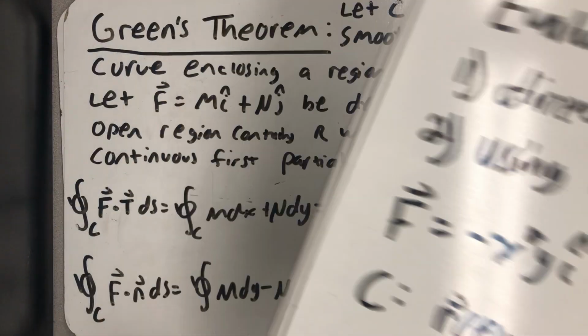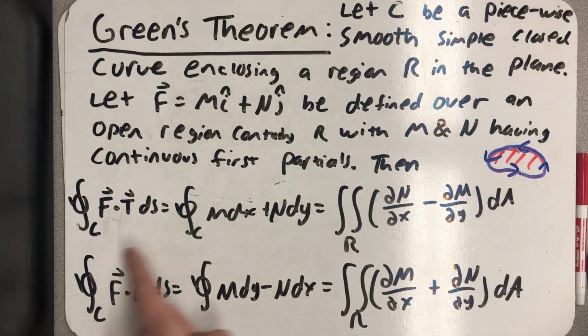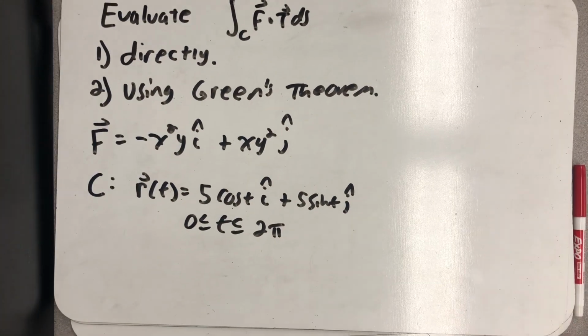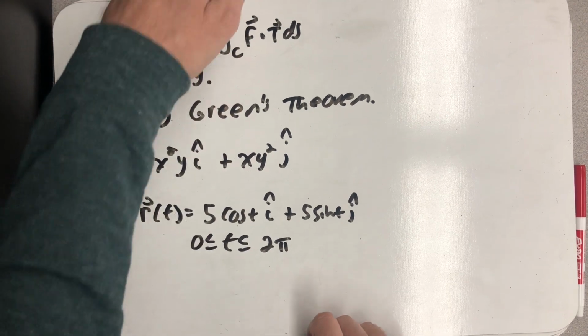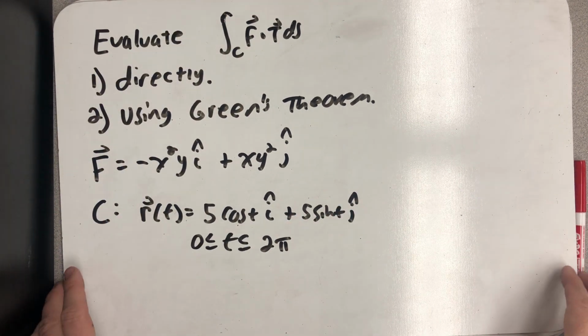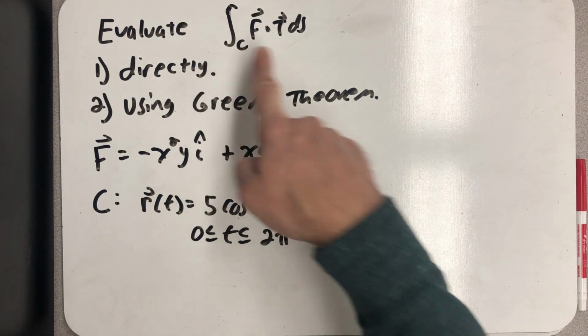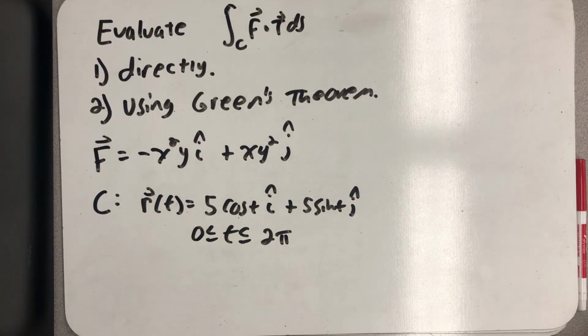Okay, so we're going to use Green's theorem. I'm using the tangential form of Green's theorem. First, we'll just evaluate this directly, and it's worth noting that if this was path independent, I should use the fundamental theorem of line integrals rather than do anything complicated to do it directly, or even using Green's theorem.